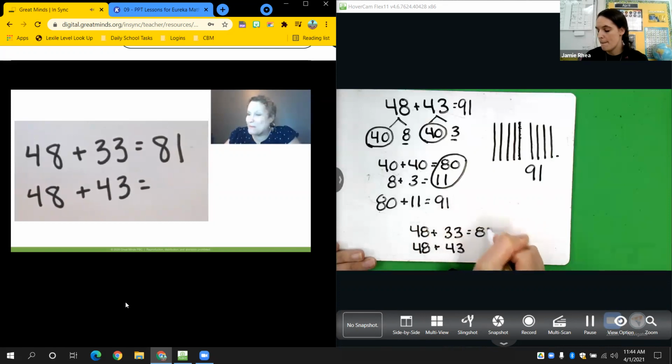In both problems, we started with 48. In the first problem, we added 33. In the second problem, we added 43. That's just 10 more. I wonder how that would change our answer from the first problem to the second problem. Can I add 10 more? I'm gonna put 1 more minute up. And I want you to go back and solve using the first problem's answer to help you solve the second problem. And then we'll come back and talk about it.